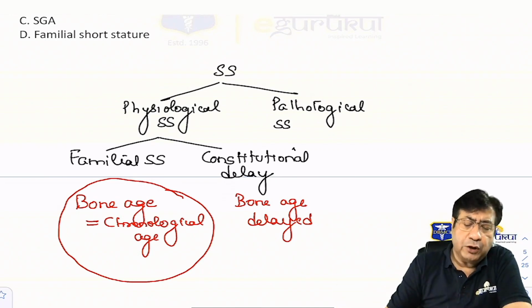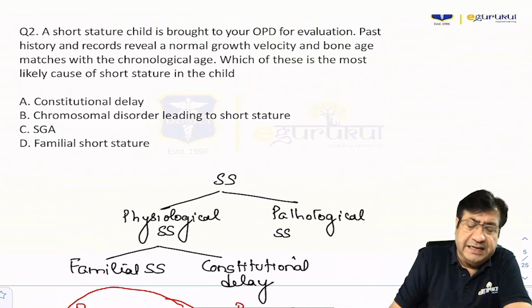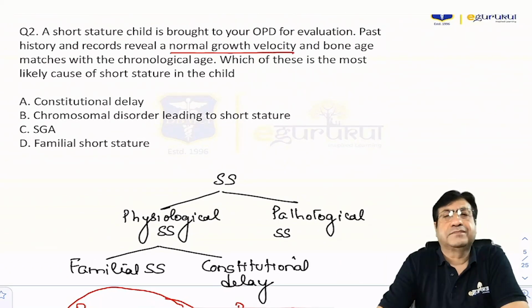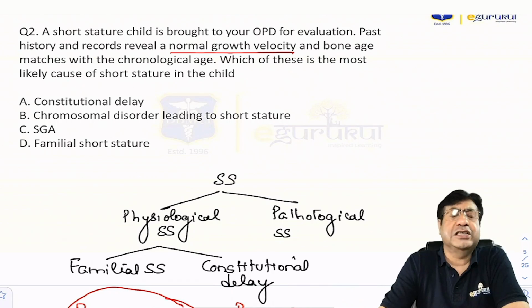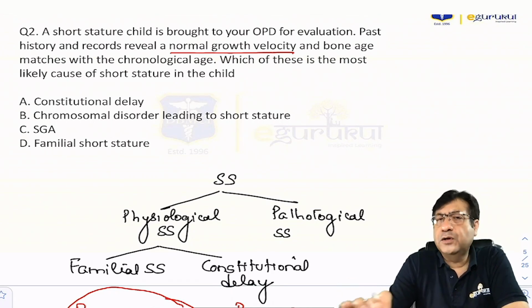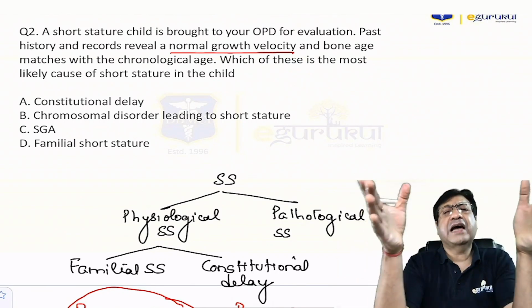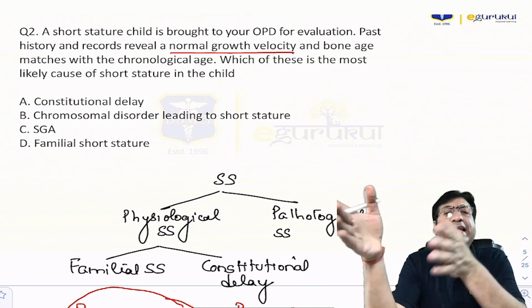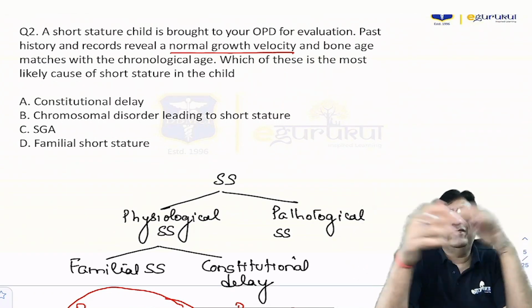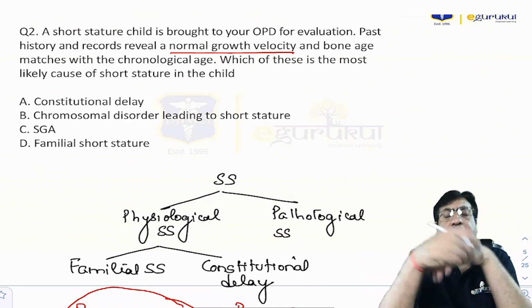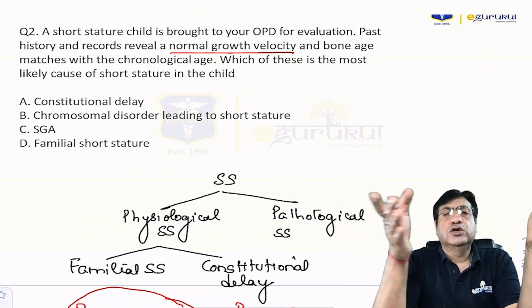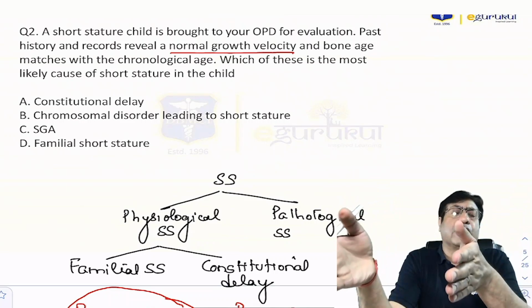So now if you come back to our question, first they have said that the child has a normal growth velocity. A normal growth velocity in a child usually means the child most likely has a physiological short stature. In a pathological short stature, the growth velocity will not be normal. It will be reduced. That's the average height that the child is gaining every year, usually over a fixed period of time. That's what is known as growth velocity. So growth velocity is reduced in a pathological short stature.